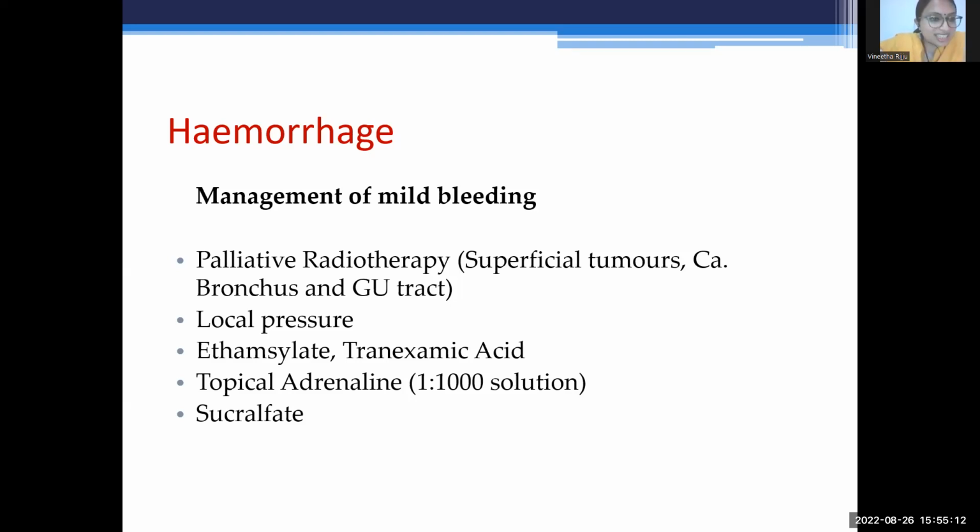Yes, Dr. Vandana says. Dr. Sharon says, crush the tablets and apply them locally. Dr. Jinsi also agrees to that. Powder them and apply it locally. And Dr. Swati also agrees, it can be given IV or it can also be given topically for superficial bleeds.